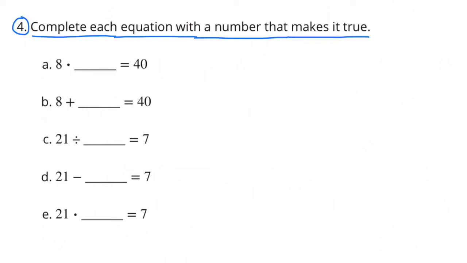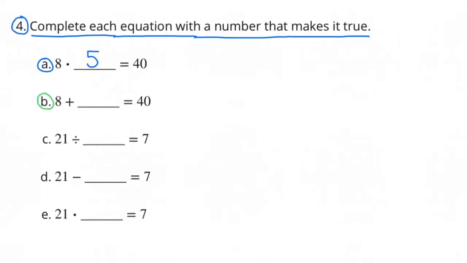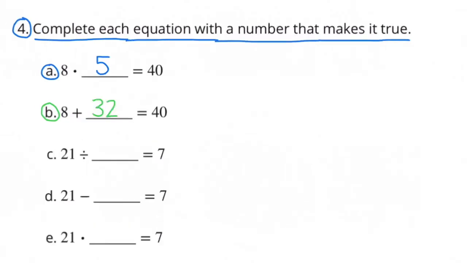Number 4. Complete each equation with a number that makes it true. A. 8 times what number equals 40? 8 times 5 equals 40. B. 8 plus what number equals 40? 8 plus 32 equals 40. C. 21 divided by what number equals 7? 21 divided by 3 equals 7.